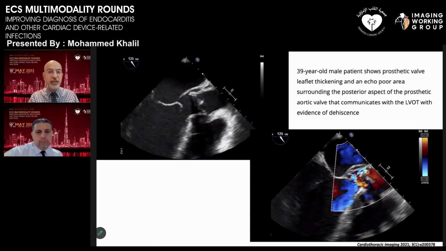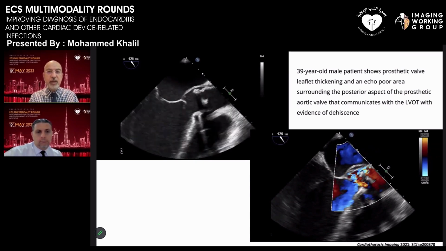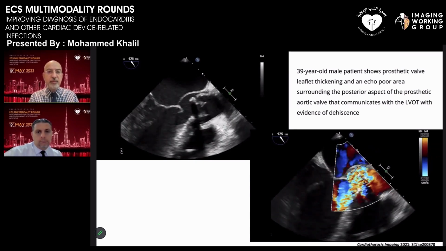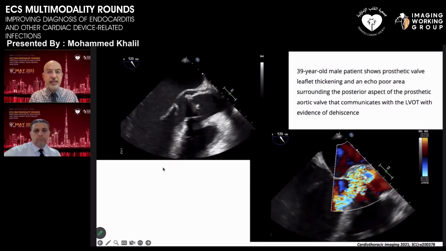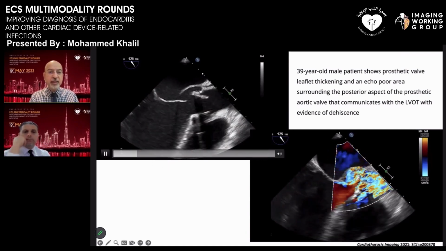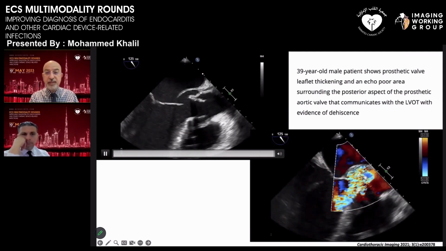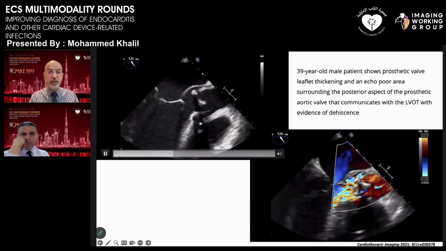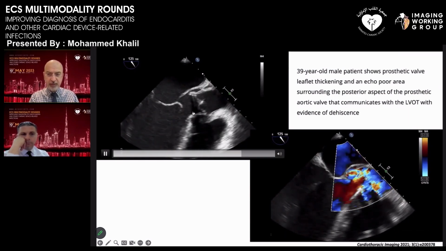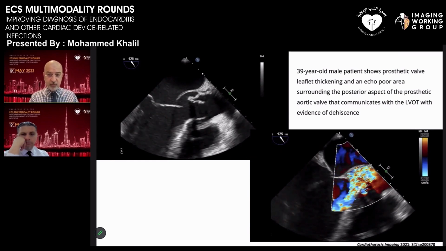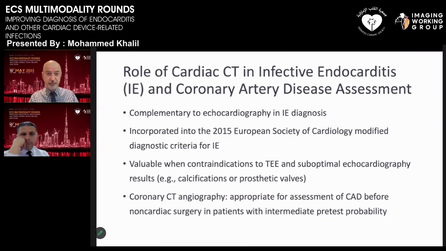This 39-year-old patient with a bioprosthetic valve, you can see thickening here and an echolucent space, suggestive of probably an abscess, with communication to the LVOT, with evidence of dehiscence and severe aortic regurgitation. So what if we cannot see with transthoracic or transesophageal echocardiogram?